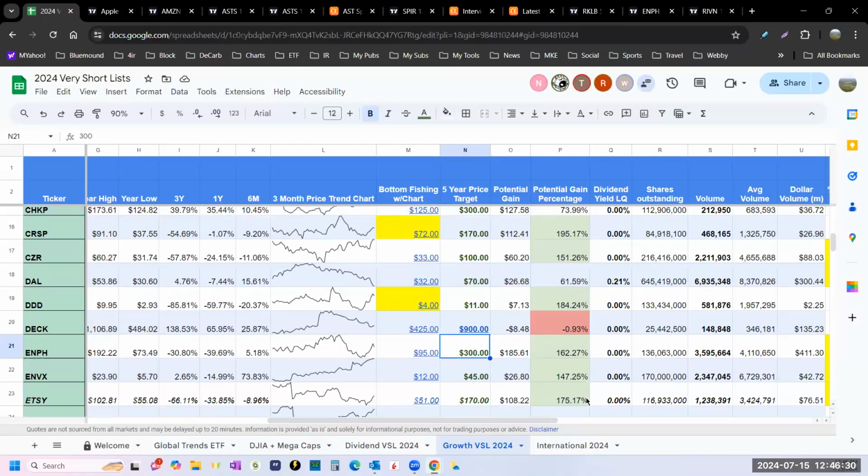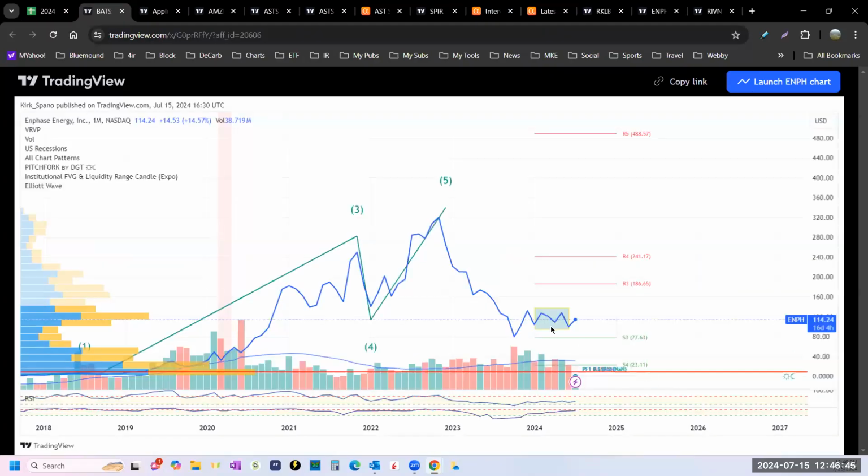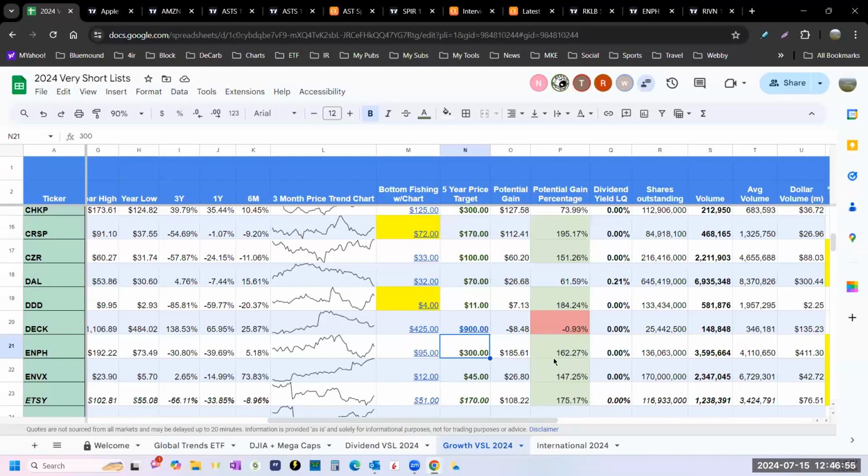I like the round numbers, so you'll see me rounding to a round number a lot of times if I can, based on the technical chart. And because it's a psychological level, I do think that 95 is low right there. I think that is your bottom fishing. Could be wrong, could be a little lower, who cares? The upside to 300 is 162%.